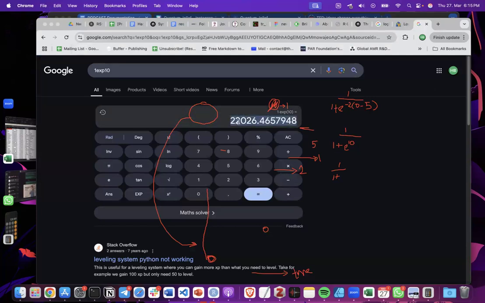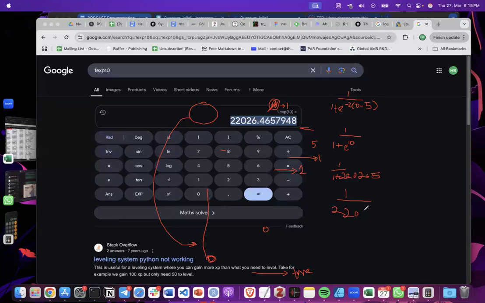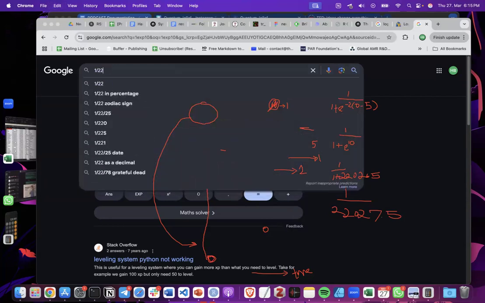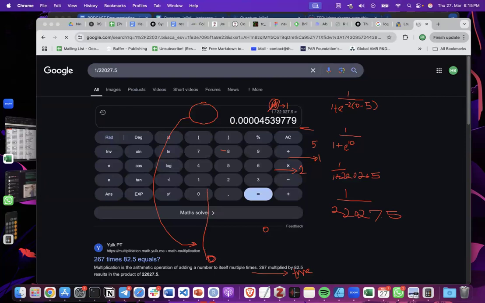So it says 22026 point whatever, let's say 0.5. So 1 plus that, you now have 1 divided by 22027.5. And if you now do the calculation of this in the end, you have almost 0, right? Does it make sense to you?